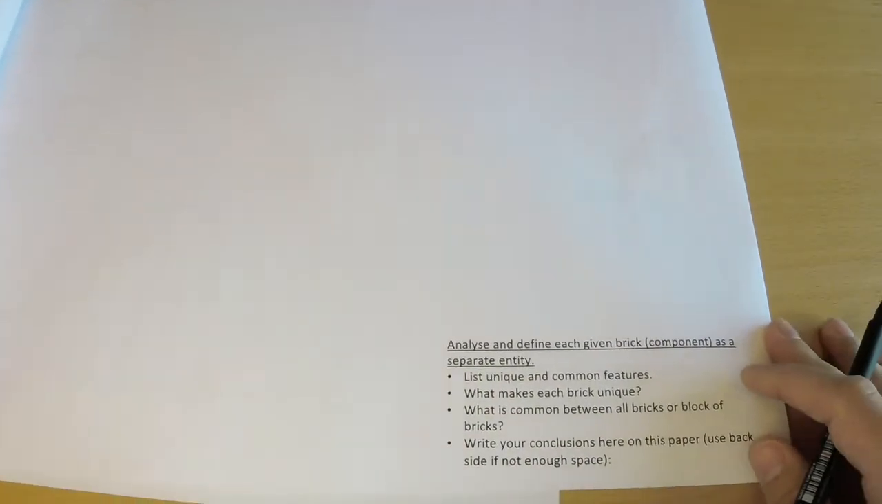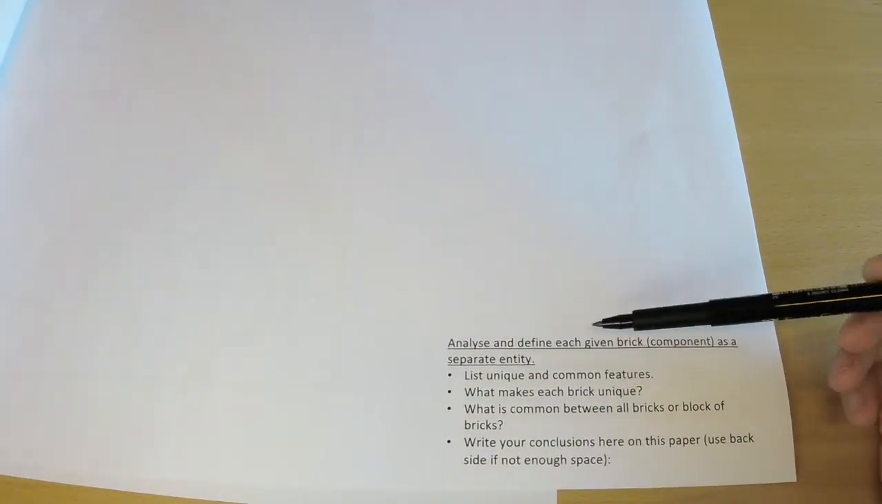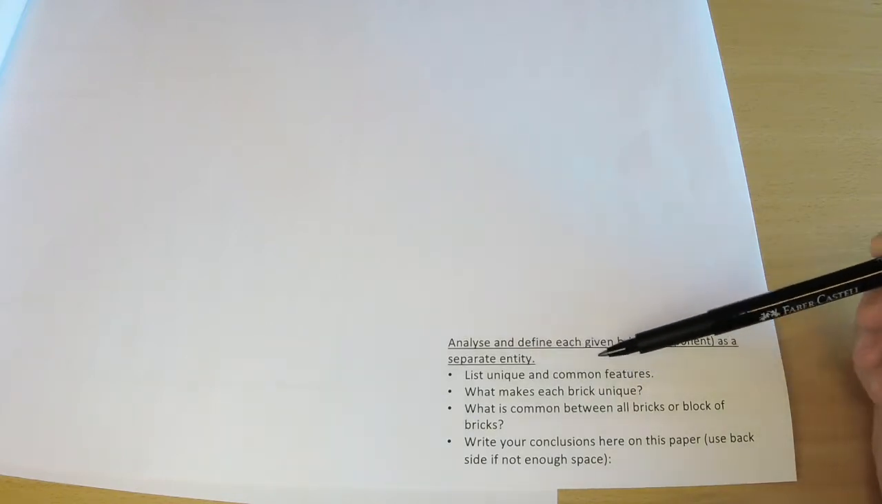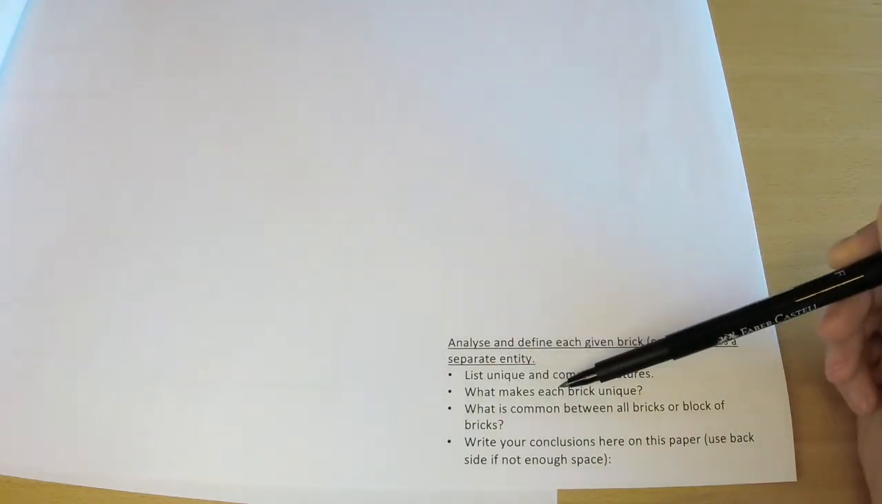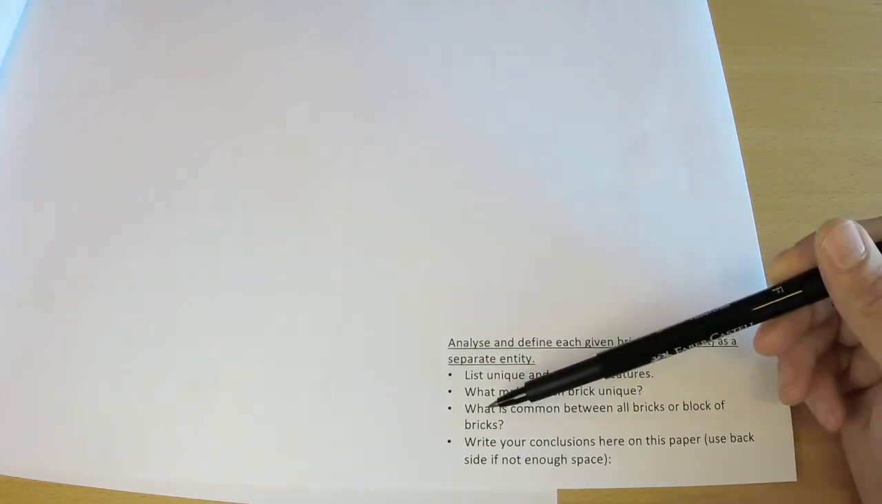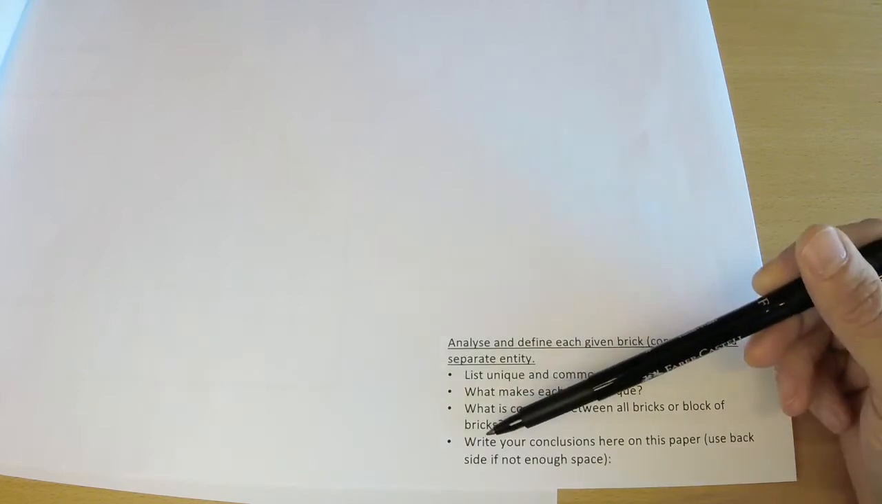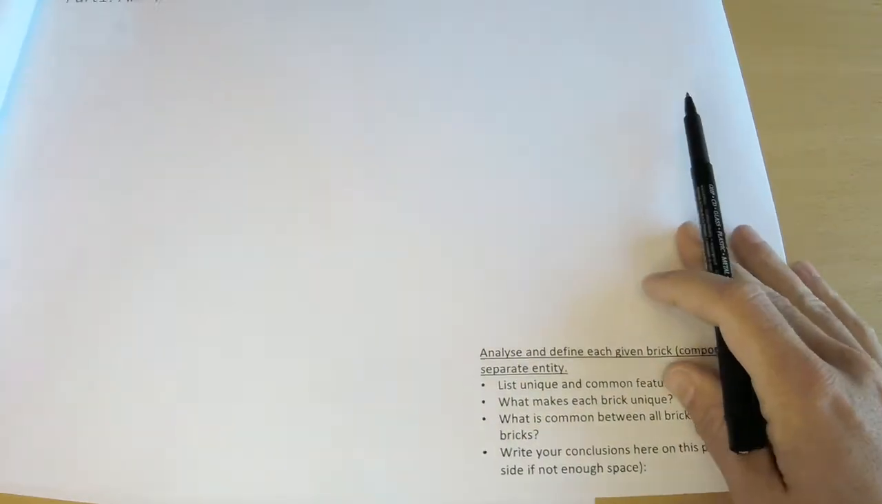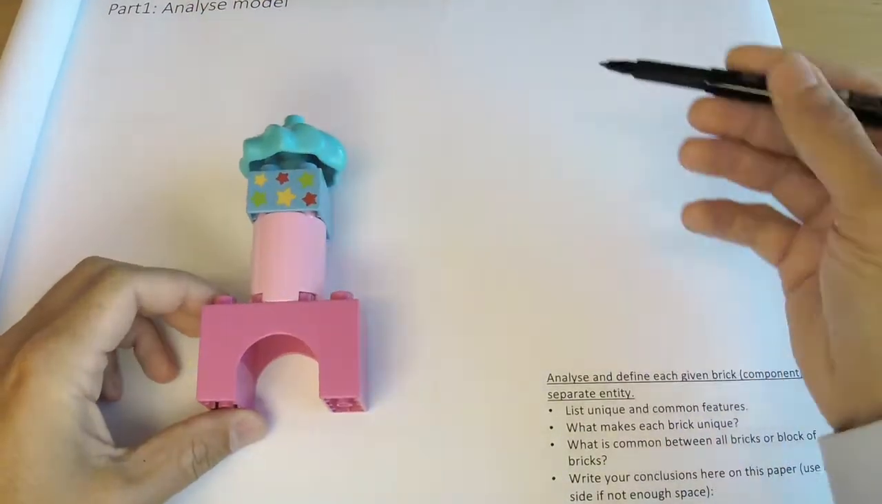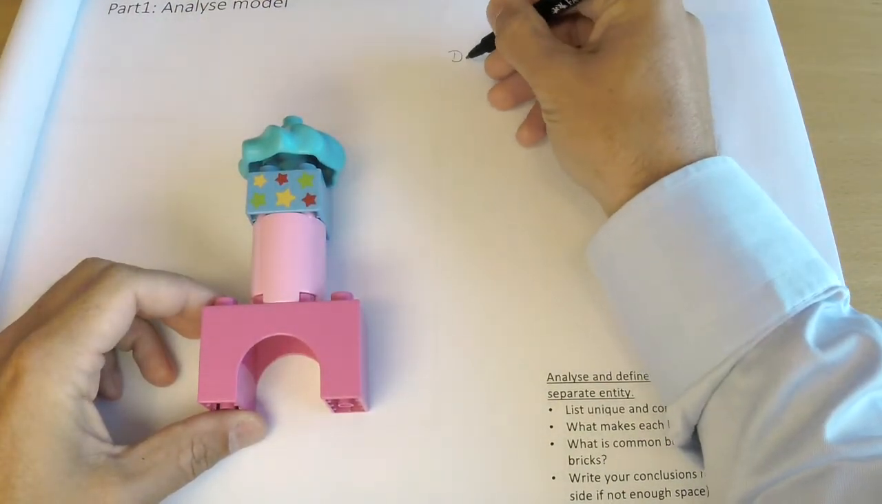The first exercise is called Analyze the Model, and if we look down here, there are a couple of things to help us. Analyze and define each given brick as a separate entity, list unique and common features, what makes each brick unique, what is common between all blocks of bricks, write a conclusion, use the backside if not enough space. So they are all Duplo.